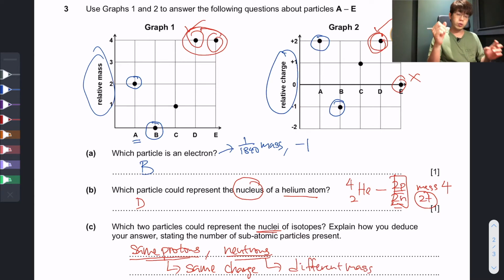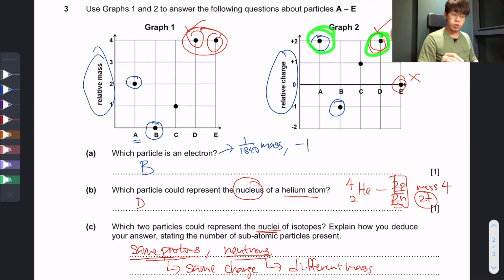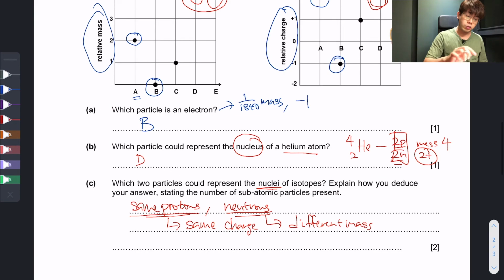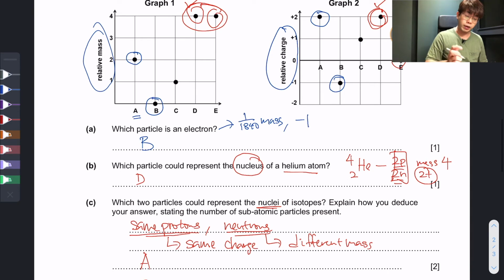So let's take a look. Which 2 particles here have the same charge but different mass? So by looking over here, A and D have the same charge, right? And A and D have different mass. So that's great. So A and D are isotopes, and we need to write the number of subatomic particles present.